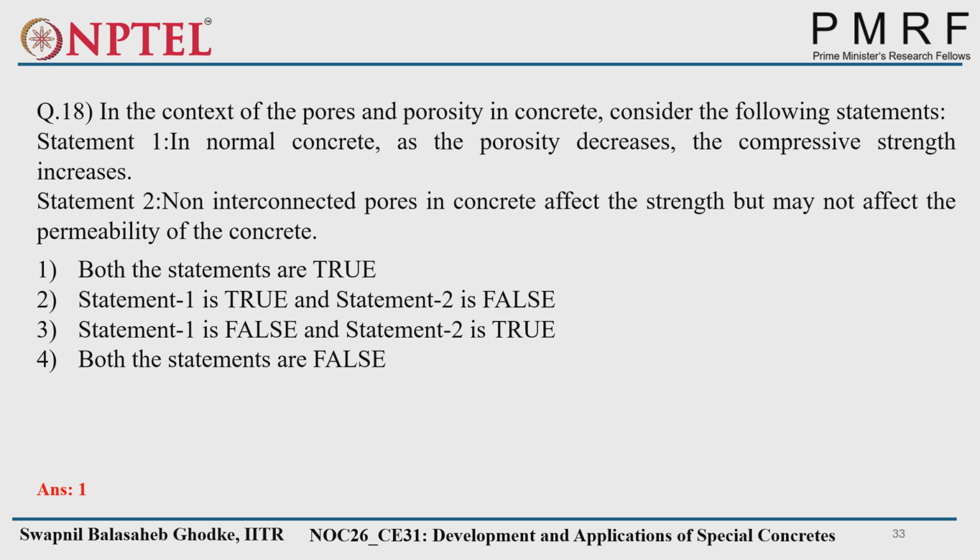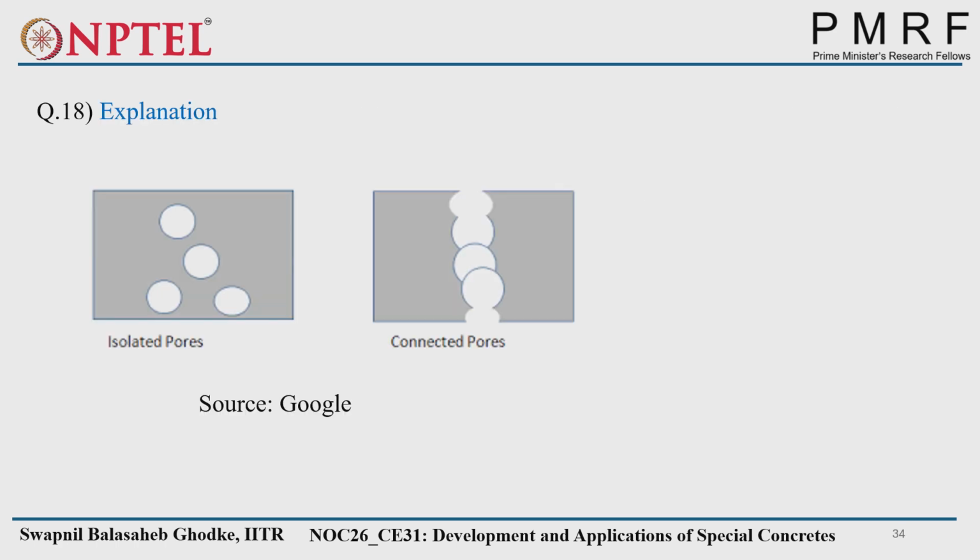So both the statements are true. Why true? Because pores are less. In normal concrete, as the porosity decreases, the compressive strength ultimately increases because of the lesser amount of voids and more dense structure. Less amount of voids means more dense structure, so you get higher compressive strength. But in the case of non-interconnected pores, means pores are still available in concrete, it affects the strength obviously because of the voids, but may not affect the permeability. Why does it not affect the permeability? Because it's not interconnected. So both the statements are true.